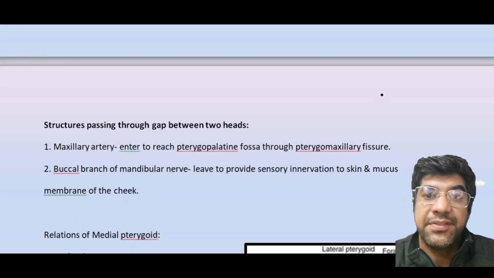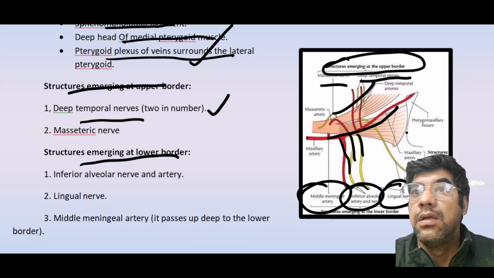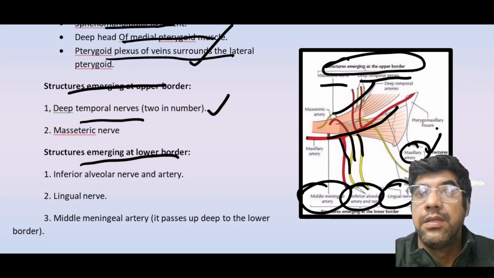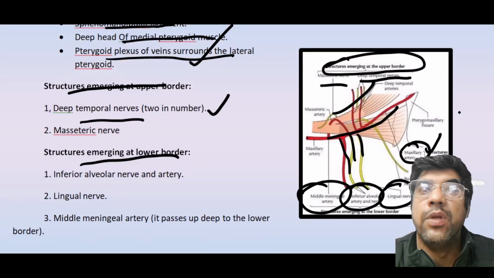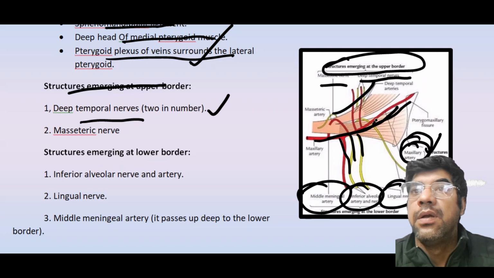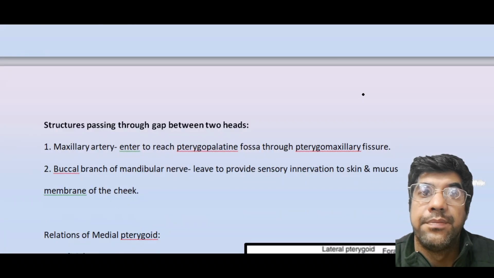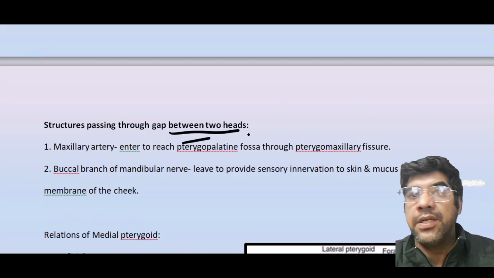And the structures that pass through the gap between the two heads are the maxillary artery and the buccal branch of the mandibular nerve. So maxillary artery and the buccal branch of the mandibular nerve pass through the gap between the two heads.